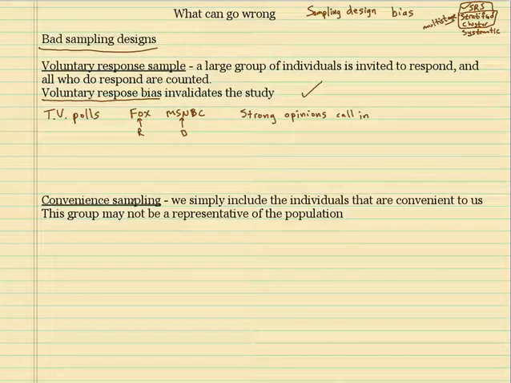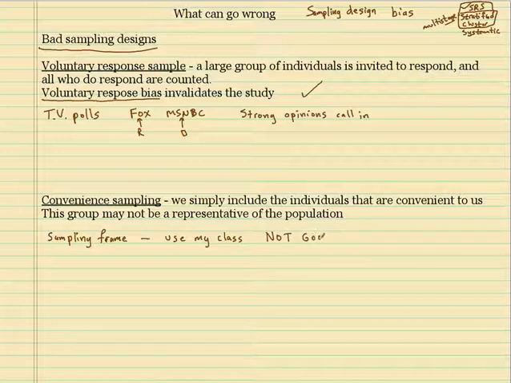The next is convenience sample. This is where we simply include the individuals that are convenient to us. And it's bad because this group may not be a representation of the population. For instance, I could be in my class and I don't want to get a sampling frame of the school. I want to find something out about my school, and I just use my class. This is not good. It creates a bias.